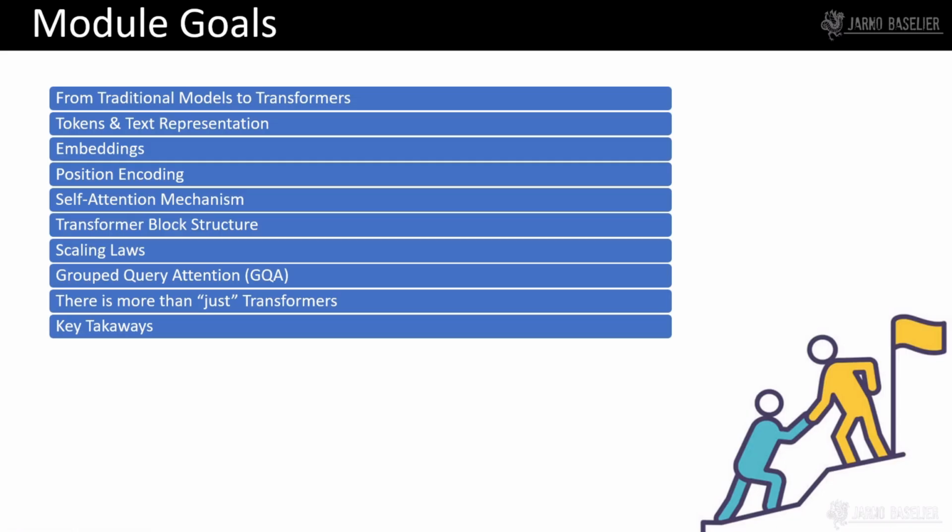We need to discuss which models were used before transformers. We need to talk about tokens and text and embeddings. We have position encoding and the self-attention mechanism, how this specifically works, and this is very important. We have transformer block structures, scaling laws, and grouped query attention, which is a little bit of a sidestep, but it falls perfectly within this chapter. And know that, just like many other things in AI, transformers are just transformers. There is even more beyond transformers, but since transformers are still what is most of the time used, we need to talk about this. So let's talk about this.